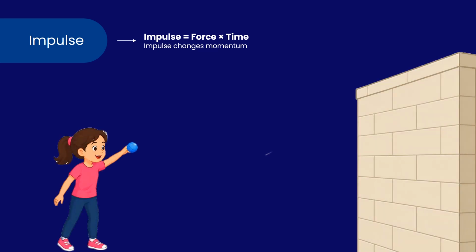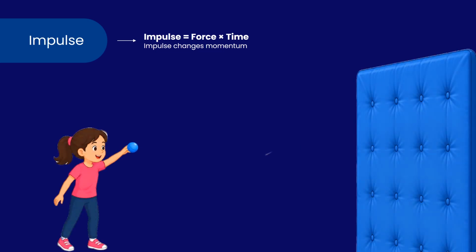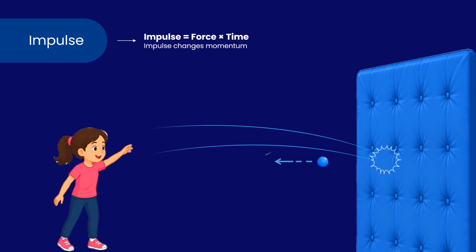Impulse is the product of force and the time for which the force acts. It changes the momentum of an object. See here, when the ball hits the hard wall, the impact time is very short because the wall is rigid. So the ball reverses direction quickly. But when the ball hits a soft cushion, it takes a longer time to reverse, which reduces the impact force. This is the same principle used in seat belts and airbags, which increase the stopping time to reduce the force during collision.